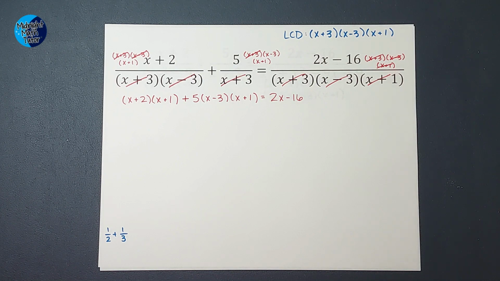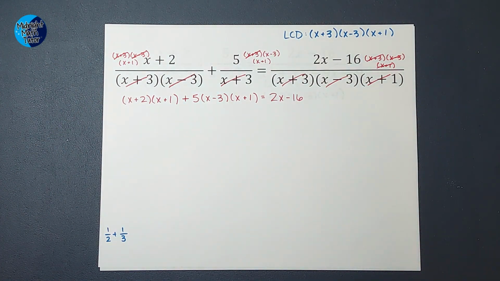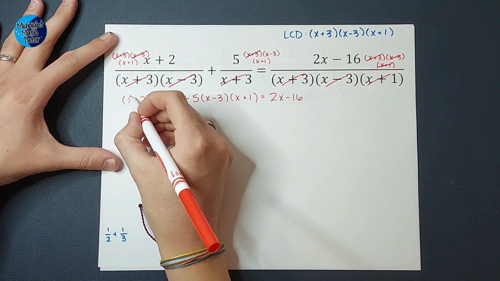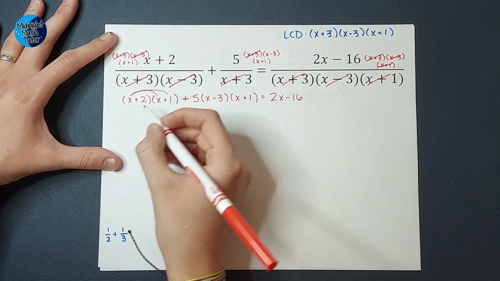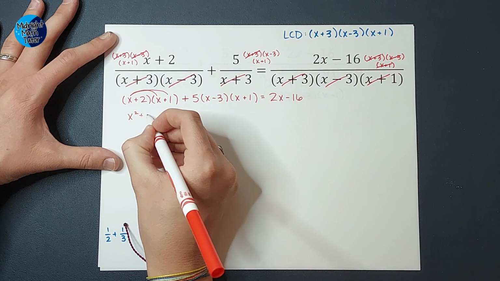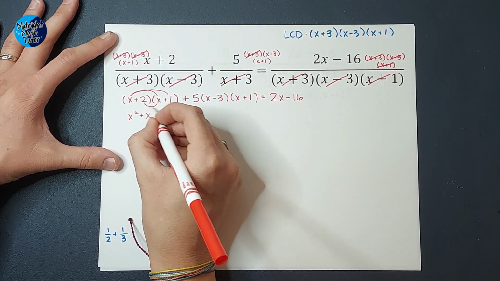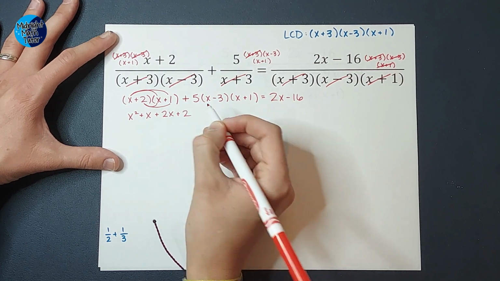I want to know what x equals. So we're going to multiply this out and see what happens, basically. So we're going to FOIL this. So I have x squared plus x plus 2x, that was that, and that, plus 2.